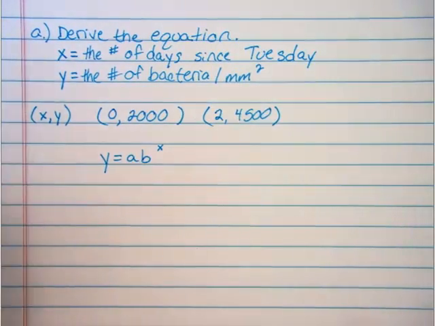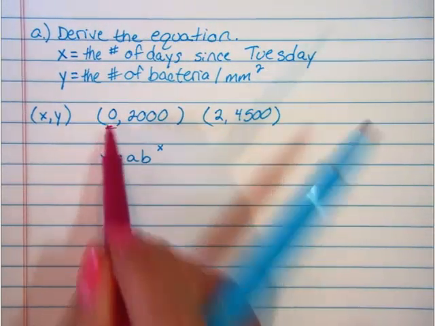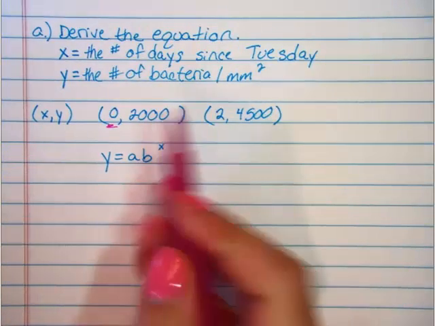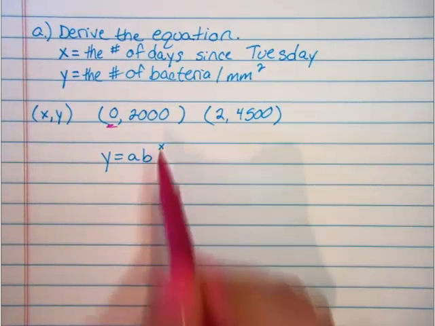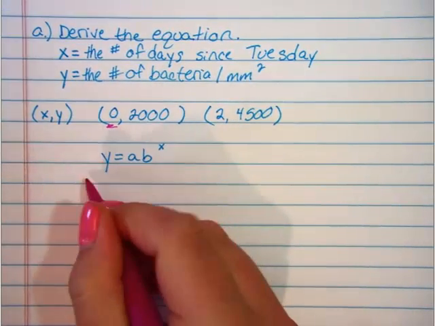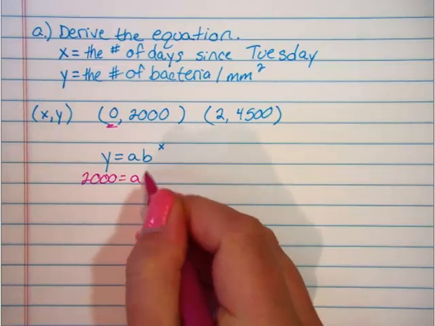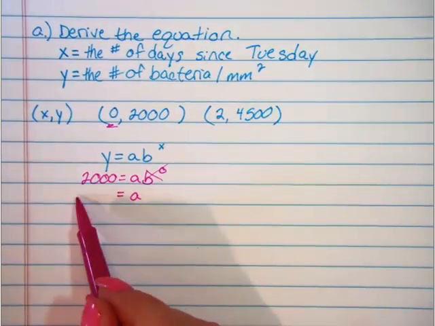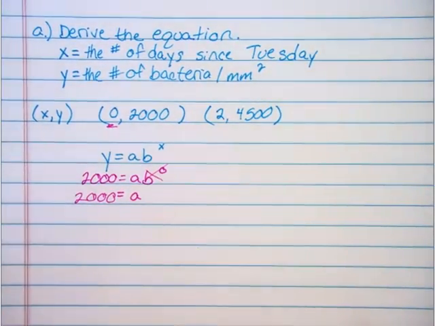The equation we're going to use is y equals ab to the x, just like we worked on when we wrote equations for exponentials. Now I have to figure out what is my a value, what's my b value. Because of how we define our variable, it's the number of days since Tuesday, I always have this 0 value. Remember, when we talked about writing equations, I'm going to plug in that 0 for my x, and then the 2,000 goes in for y. So b to the 0 is 1, so I automatically know my a value is 2,000.